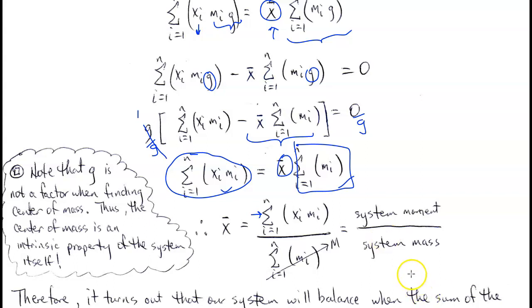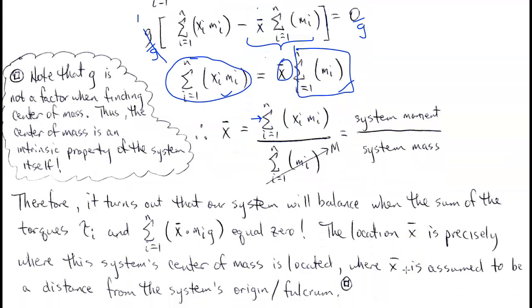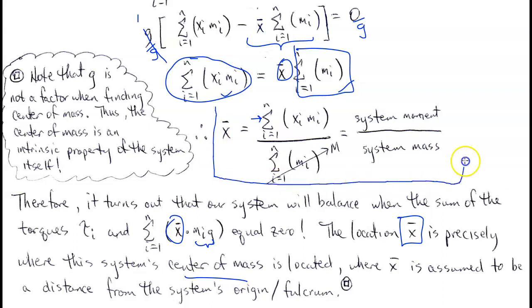Okay. So from here, it turns out that our system will balance when the sum of the torques, this sum of the weights times this X value here, equals 0. And of course, the location of X bar is precisely where this system's center of mass is. So for a one-dimensional system, this is essentially how we find its center of mass.